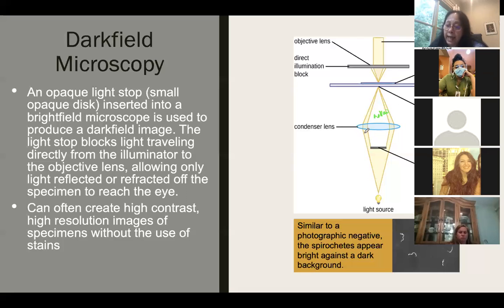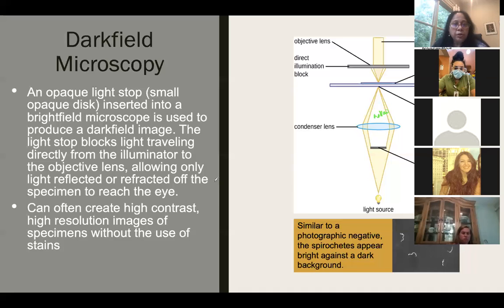We only allow a very little bit of light that can only go through the specimen. So if the specimen reflects, then that light can enter inside the objective lens, and that's the reason you can see over here the specimens are really bright and the background is dark. Get it clear?